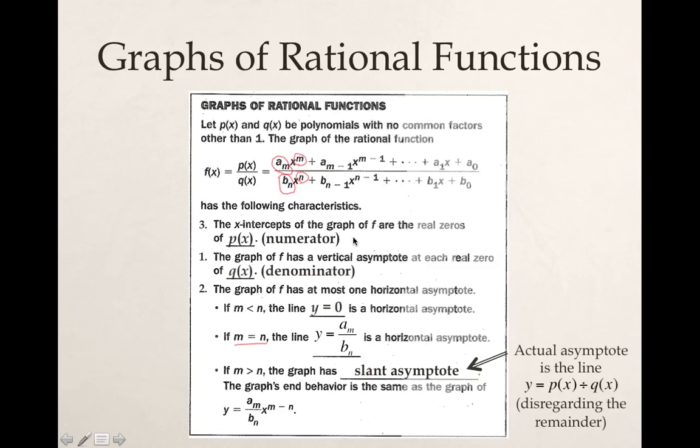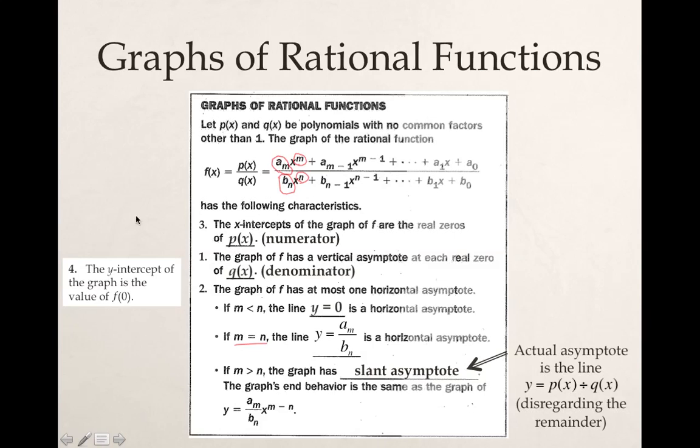And then finally, I'm going to add one more step that the book did not necessarily point out, but I think is another good point to find, and that is finding the y-intercept, because that's just a matter of putting 0 into your function and getting the answer.